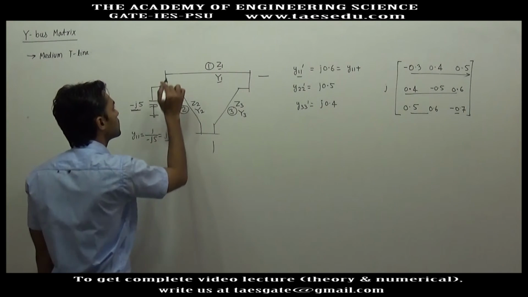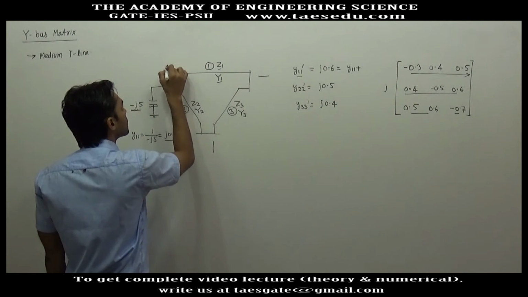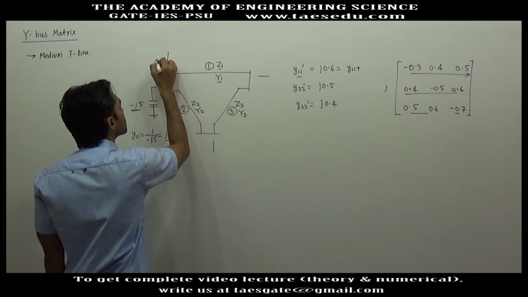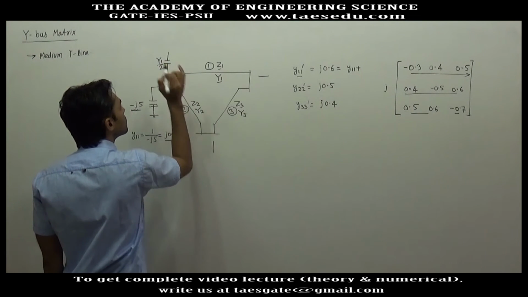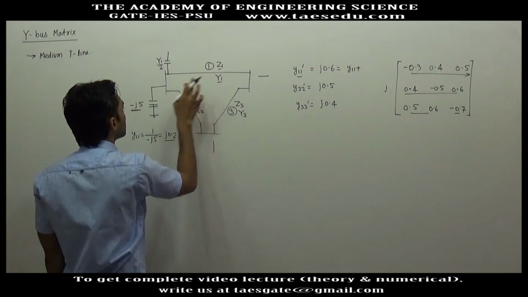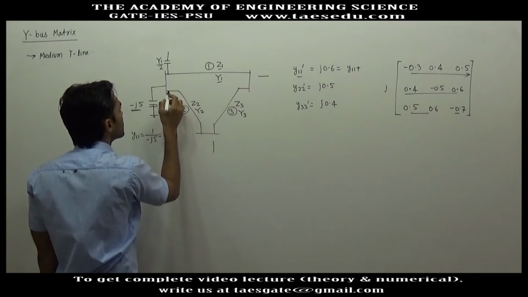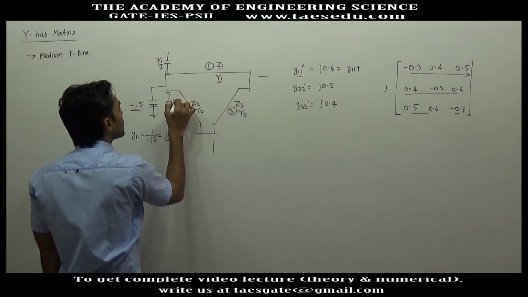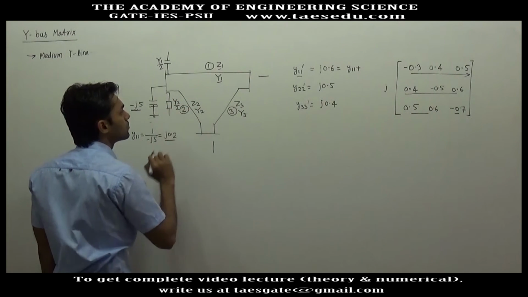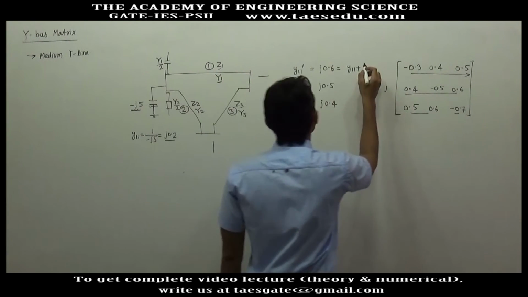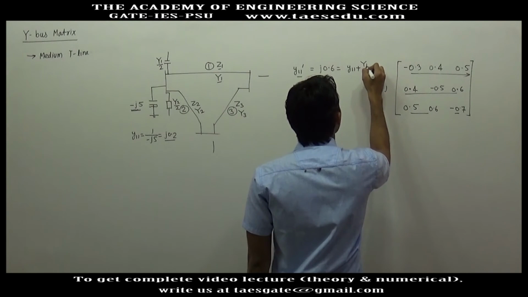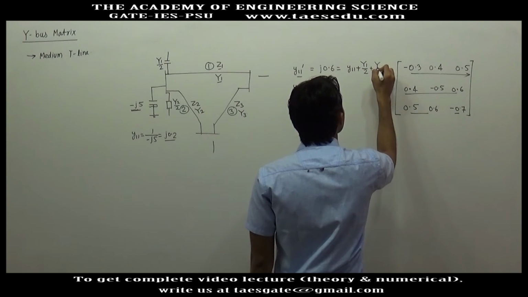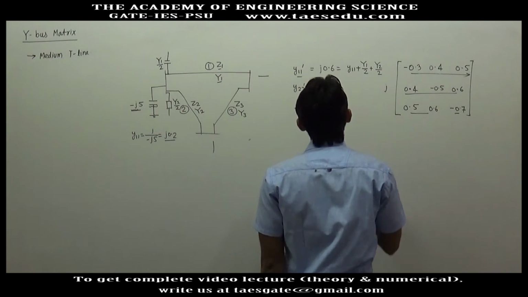So at bus 1, this will be Y1/2 due to the first transmission line, and due to the second transmission line you will have Y2/2. So the overall Y11 dash will be Y1/2 plus Y2/2.